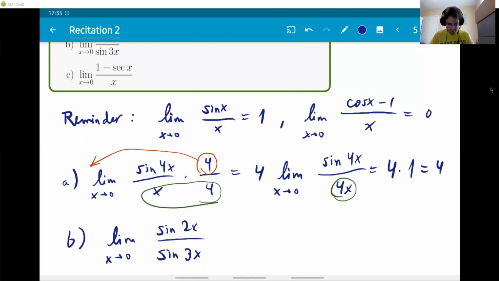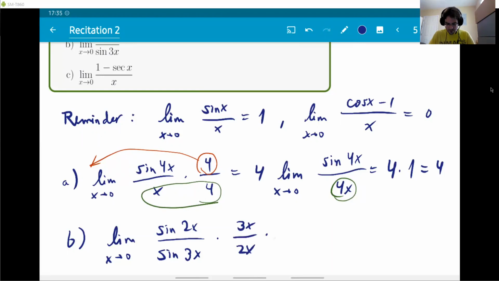But instead, the trick is, again, if we could have somehow a 2x in the denominator, that would be very helpful because sine of 2x over 2x would be going to 1. And also, if we could have a 3x in the numerator, that would be good. 3x over sine of 3x would also go to 1. I mean, sine x over x goes to 1. So if you flip it, it goes to 1 over 1, which is 1. So, okay, we actually want to have a 3x upstairs and a 2x downstairs. That would be very helpful.